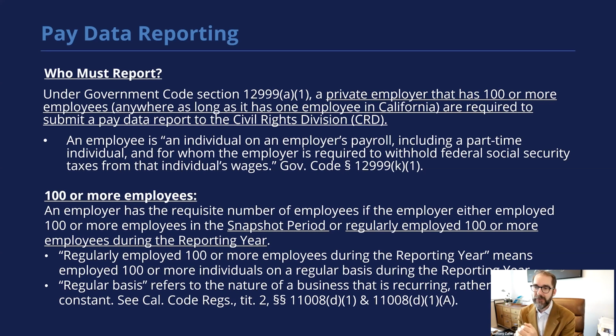So it's any private employer that has 100 or more employees, anywhere, any employee. We're not looking just at California. So it's 100 or more employees anywhere, as long as one employee is working in California, then the employer has to submit this pay data report to the Civil Rights Division.